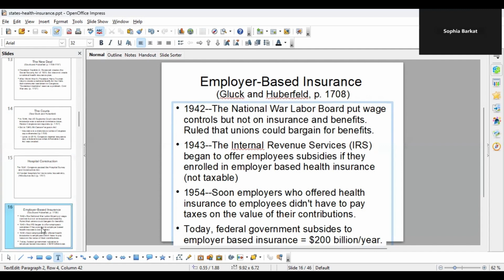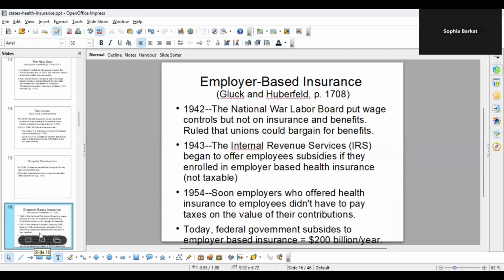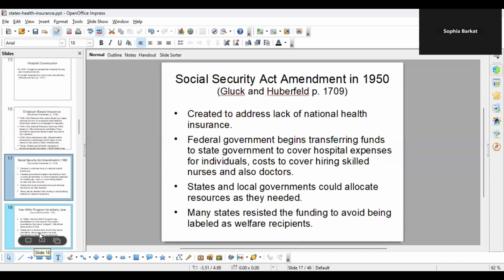What else is happening? Social Security Act amendment in 1950. So remember that Social Security Act was actually created in 1935 by Congress, right? And the amendment means some changes are being introduced in 1950. So this amendment was created to address the lack of a national health insurance program.